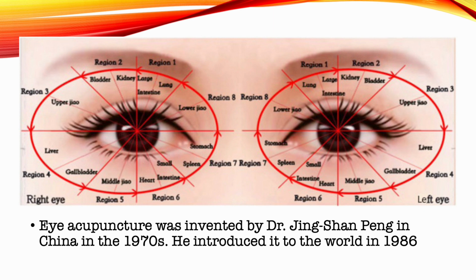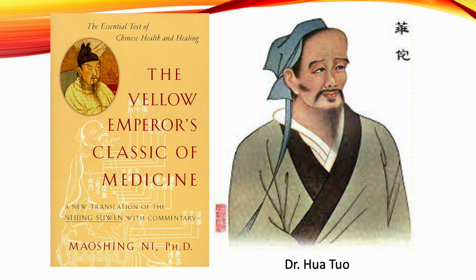Eye acupuncture was invented by Dr. Pang in China in the 1970s. He introduced it to the world in 1986. Eye acupuncture therapy is based on the theory of the Neijing and the famous Dr. Hua Tuo, who observed the eyes to formulate his diagnosis.